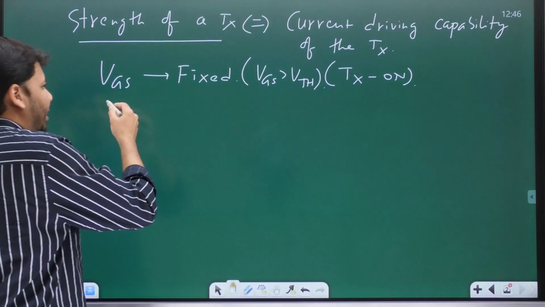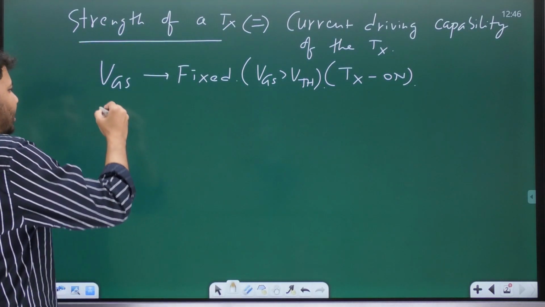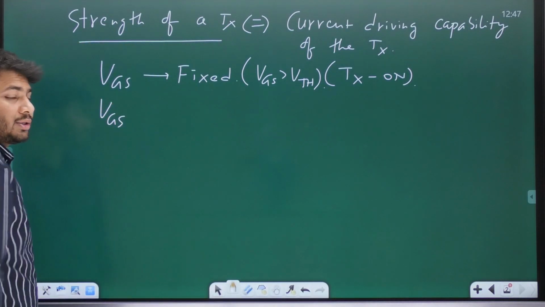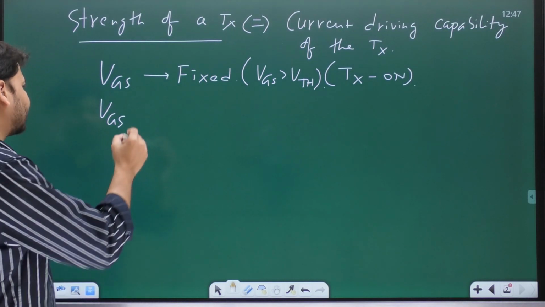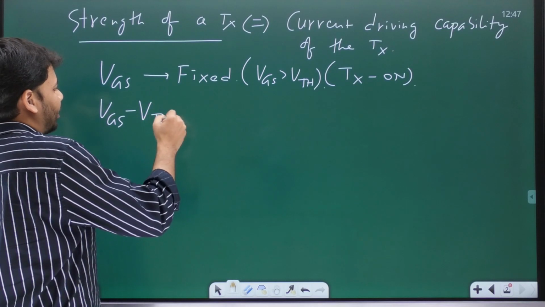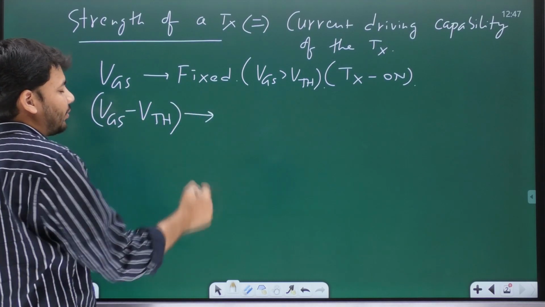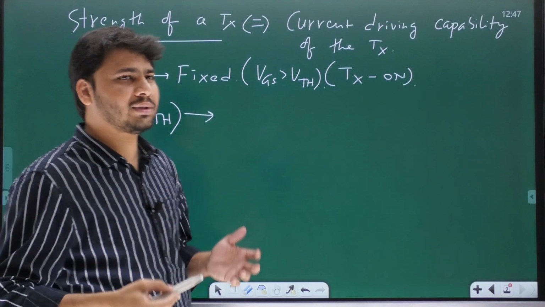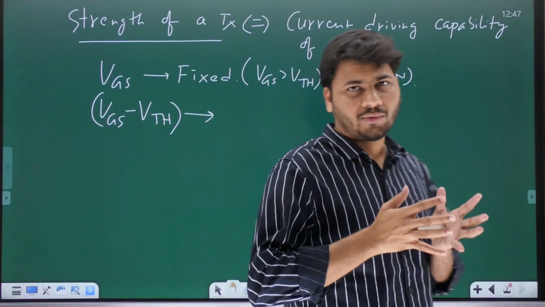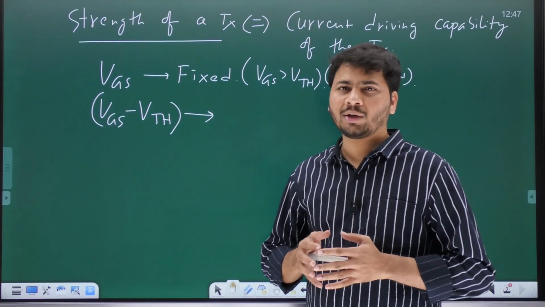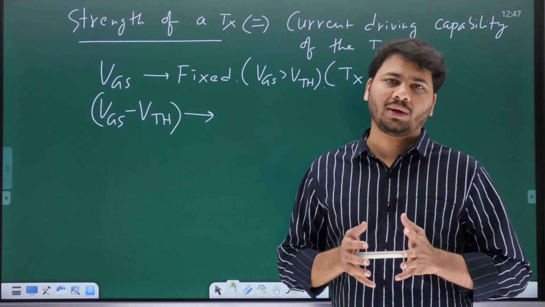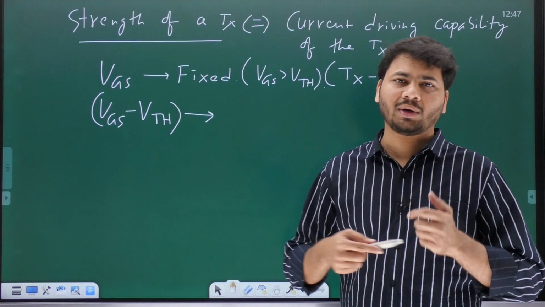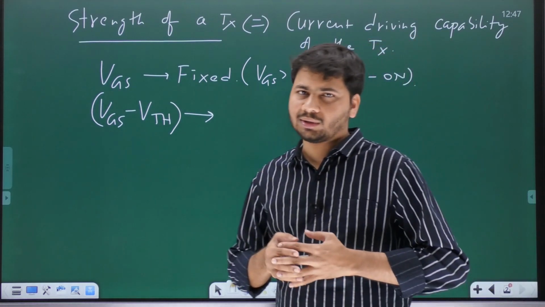And if VGS is fixed, does it not mean the overdrive voltage is fixed? What is this overdrive voltage? Is it not VGS minus VTH? Yes. And what does this overdrive voltage decide? It will decide the number of electrons in the N channel or the number of holes in the P channel. And the number of electrons in the N channel will decide the conductivity of the N channel, which in turn will decide the resistance of the N channel.